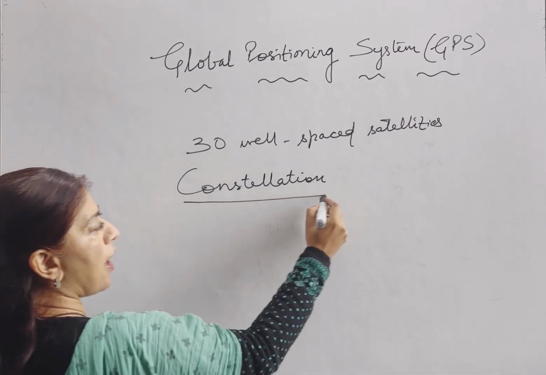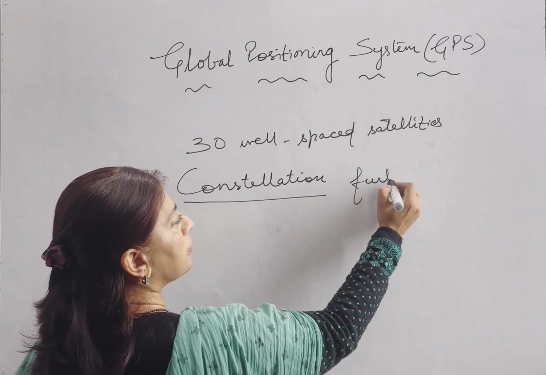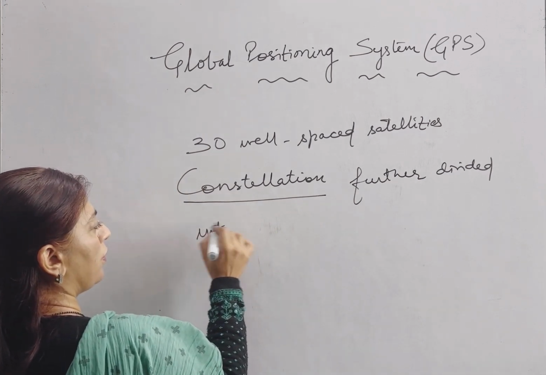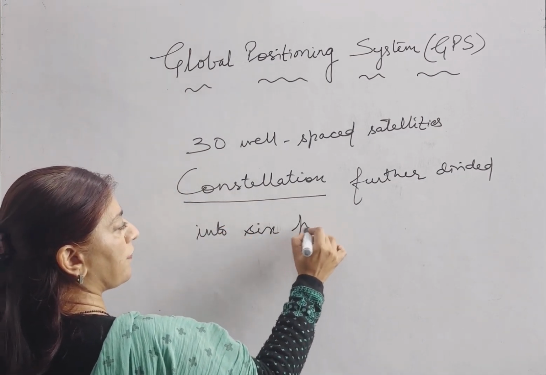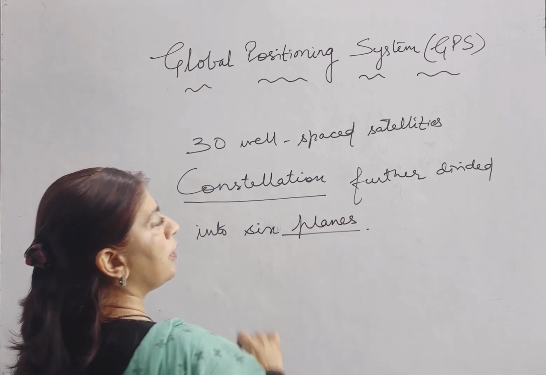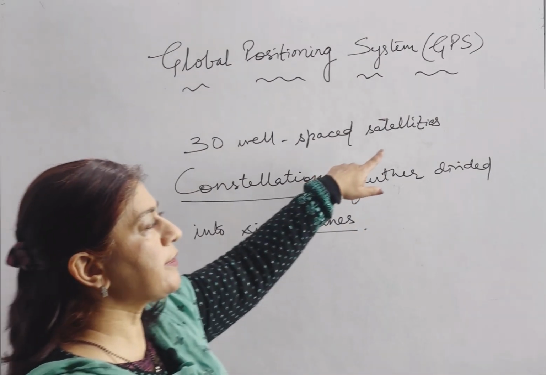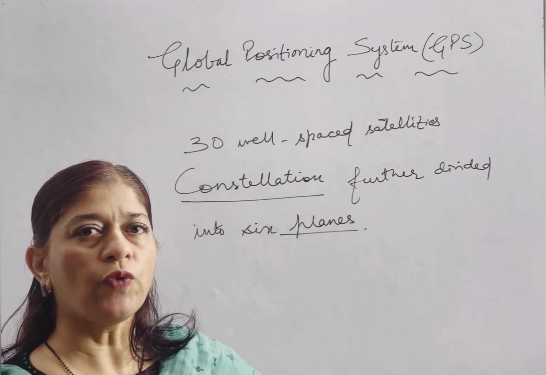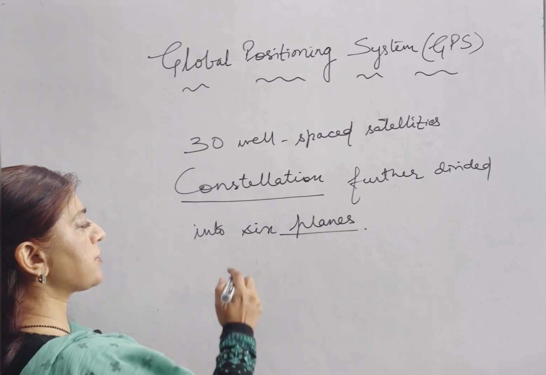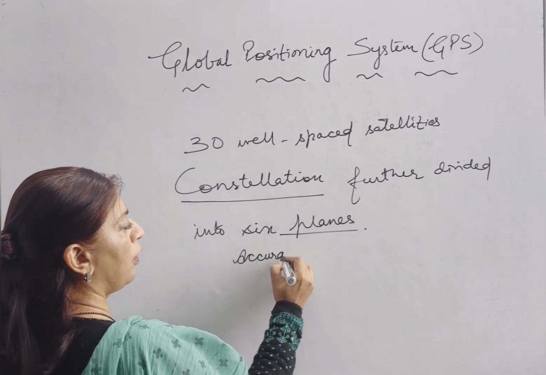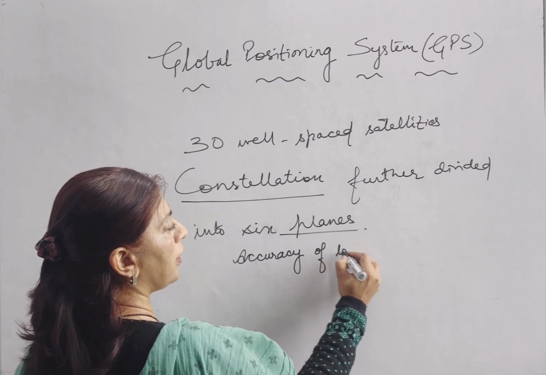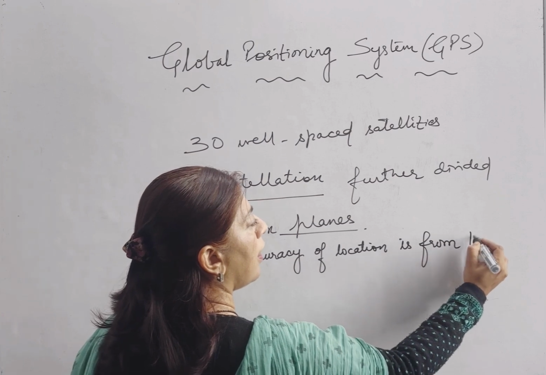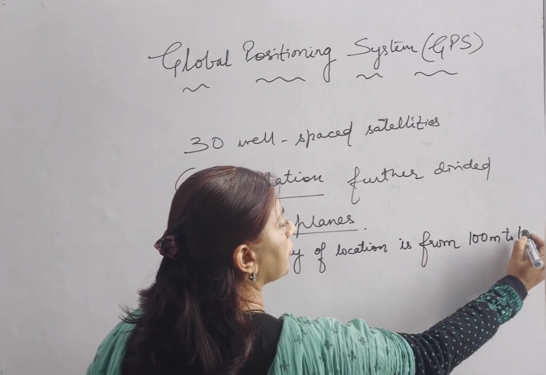These constellations are further divided into 6 planes. Now, what happens? These satellites send the radio signals to the receiver to find out its location. The accuracy of location is from 100 meter to 10 meter.